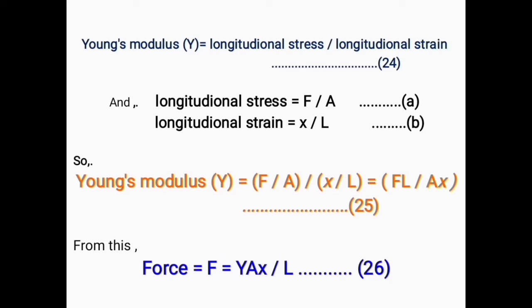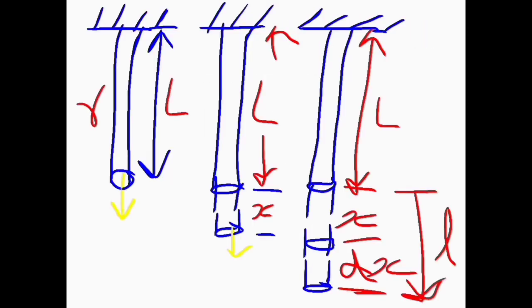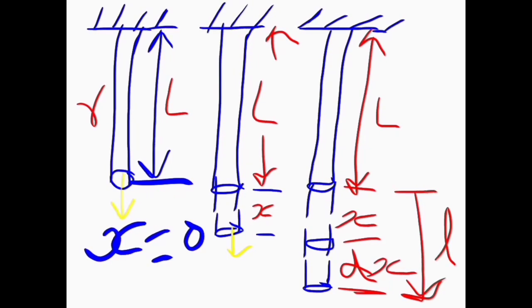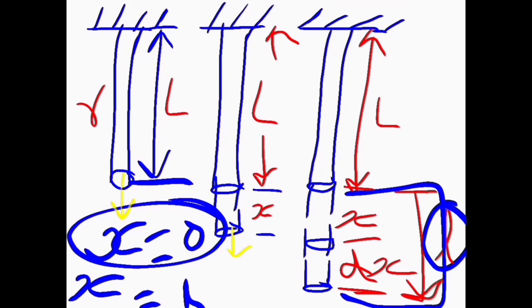Now what will be the work done here? Guys, we know the formula for work done: work done is equal to force into displacement. It means W is equal to F into x, and change in work done is equal to force into change in displacement. Here with no extension, x is equal to 0, and here our extension due to the applied force is l. This means x is equal to small l, that is the extension. This is the lower limit, x is equal to 0, and x is equal to l is the upper limit. Are you getting this?